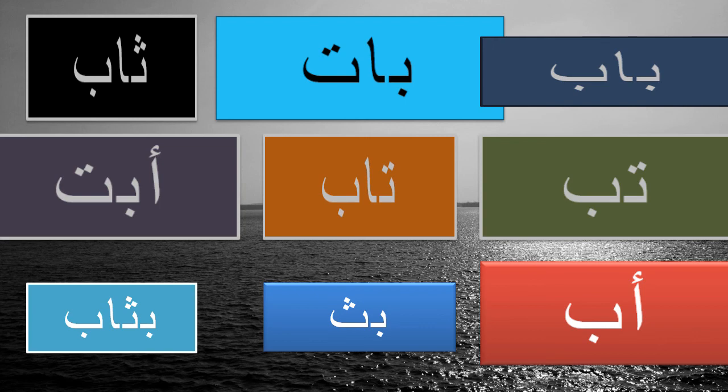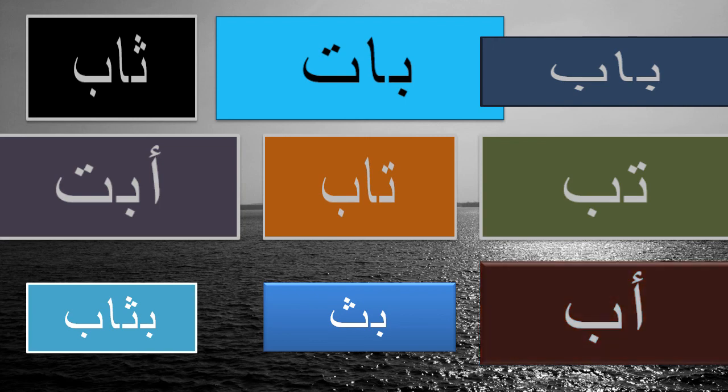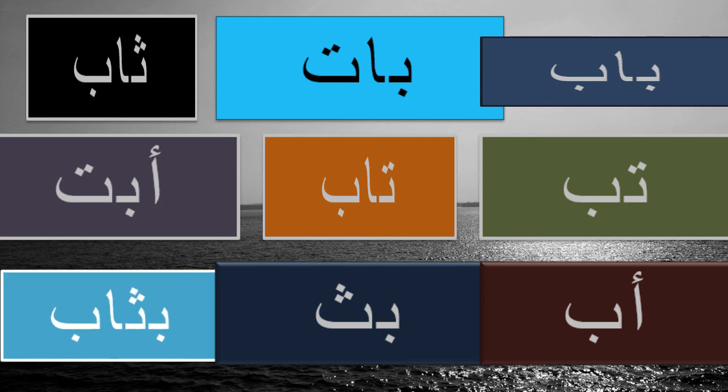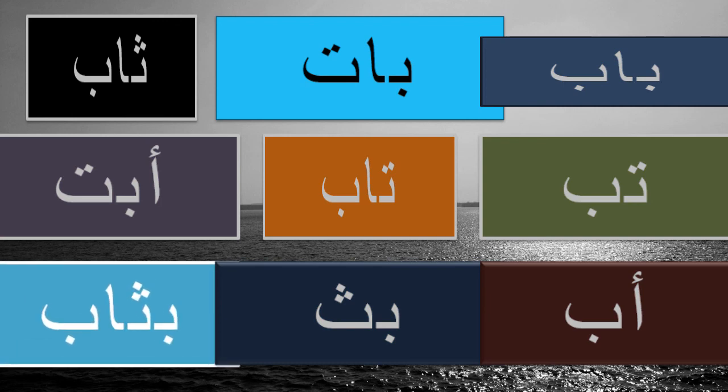Now, next word is an easy one. It has also two letters. The first one is the ba, and the second letter is the thaa. So we pronounce it as bath. Now the last word has four letters.